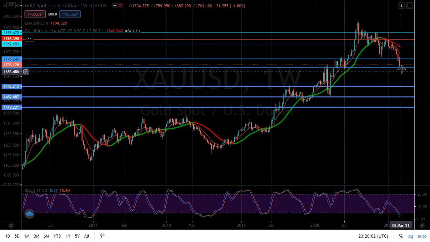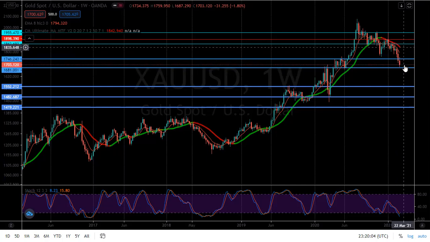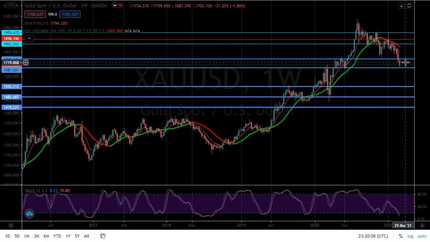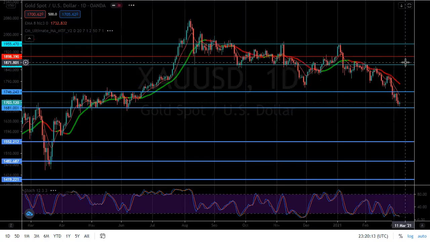If we have a break and close above it, then I'll be looking for longs. But for now, I just want to see a retracement to the 1745 area. We might not get as high as that. Let's see how far it might go. Let's look at the daily time frame.